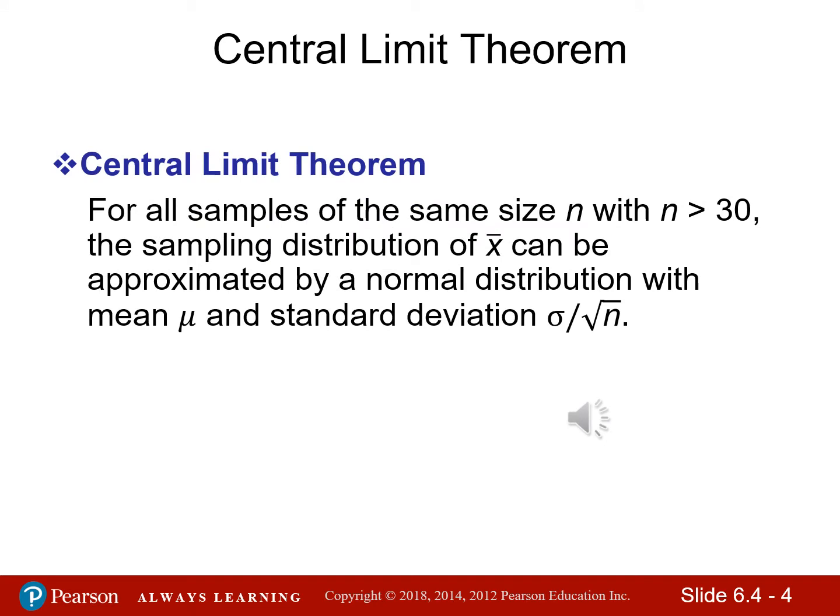The central limit theorem states that for all samples of the same size n, with n greater than 30, the sampling distribution of x bar can be approximated by a normal distribution with a mean mu and a standard deviation of sigma divided by the square root of n.